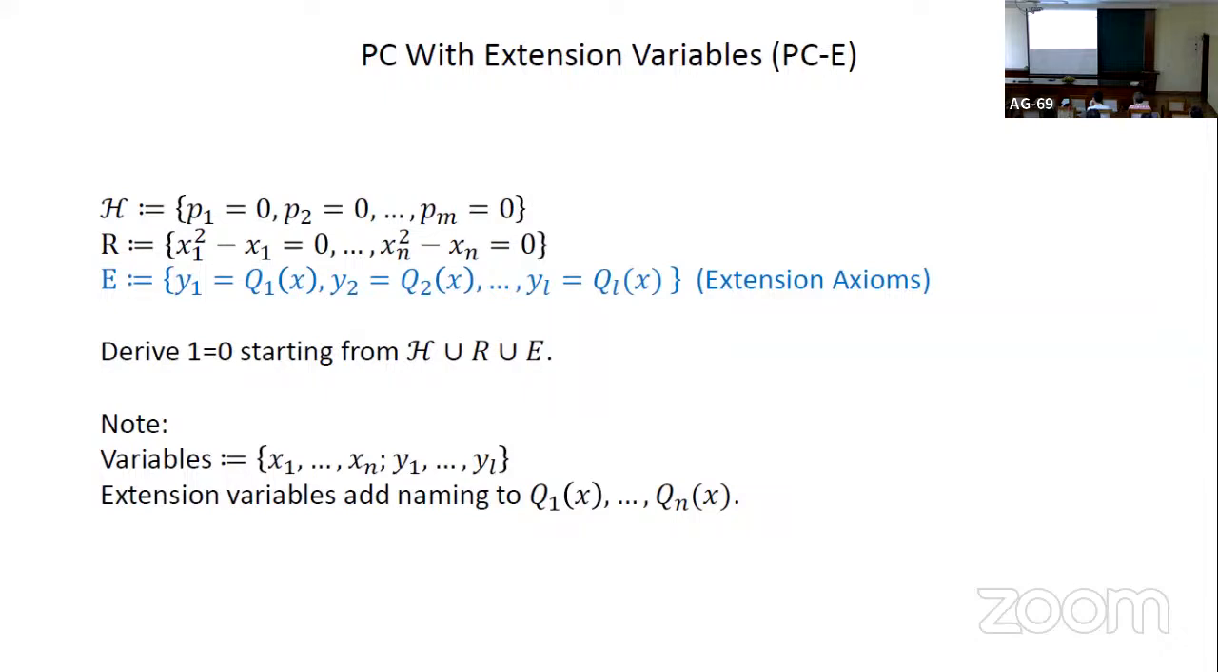You're allowed to choose your extension variables beforehand, and then you start from there. This can reduce size because a large polynomial Q1 can become Y1, and then you can work with Y1 going ahead.